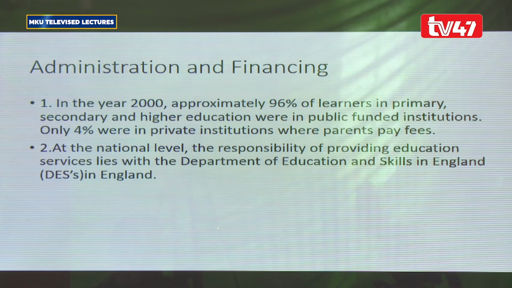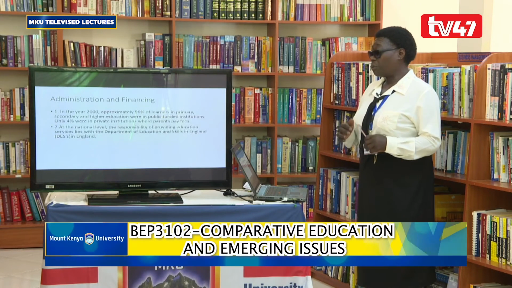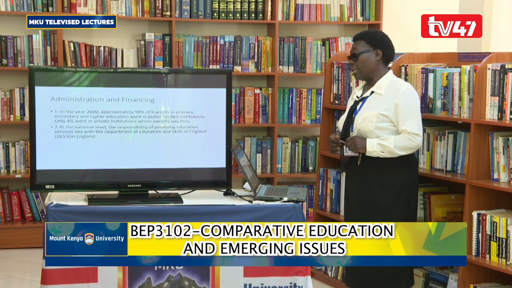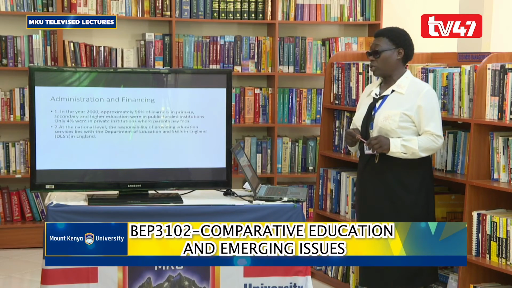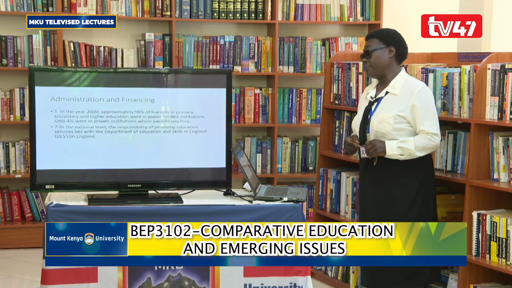Administration and financing. In Britain, in the year 2000, approximately 96% of learners in primary, secondary and higher education were in publicly funded schools or institutions. Only 4% were in private institutions where parents pay fees. This is a big success for the English system of education, having sponsored 96% of their students in primary, secondary and higher education, and only 4% choose to go to private institutions. I think that could be the same reason why the standard of education is very high.